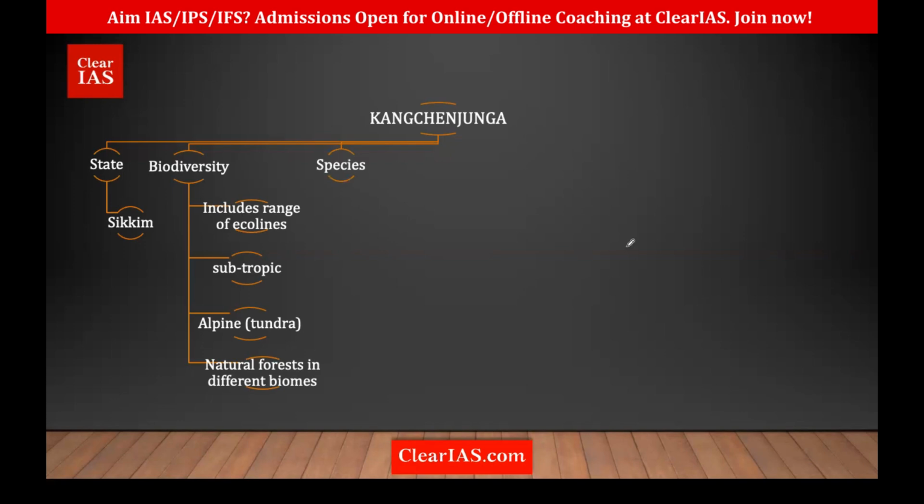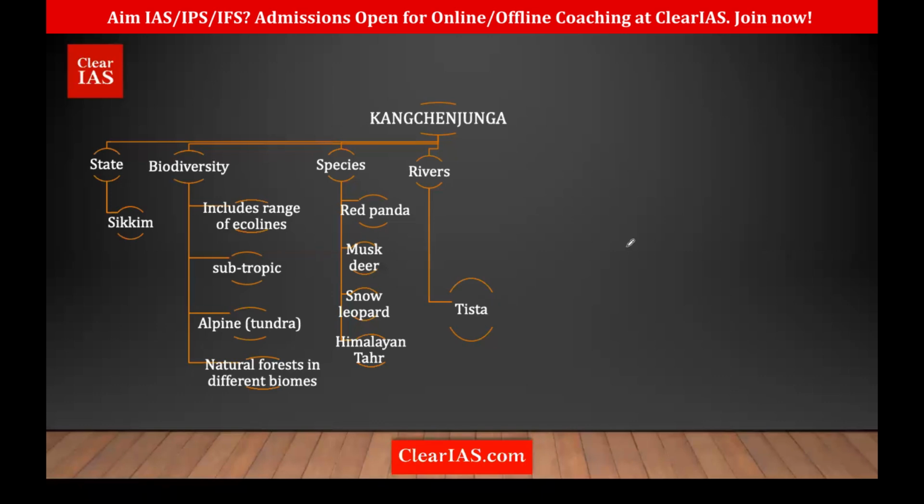The most important species found here is the red panda. There is also musk deer, and also snow leopard. Higher altitudes mean there will be snow leopards. We also have the Himalayan Thar, because Kanchenjunga is much higher than other national parks. Then which river passes through Kanchenjunga? The important river in Sikkim, the Teesta. Somewhere near Kanchenjunga itself is Teesta's origin. So Teesta flows through Kanchenjunga. Clear?